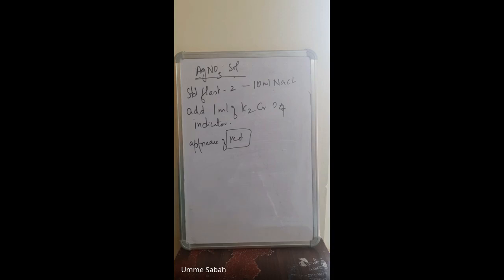Okay. Then titration of silver nitrate solution with water sample. Ma'am, what is the indicator? Potassium chromate is the indicator, K2CrO4.